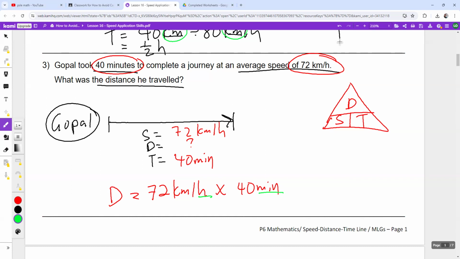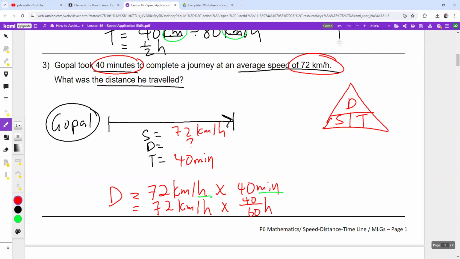So what must you do? You will have to change the minutes to hours. How do you change the minutes to hours? That is another struggle, because students don't know how or forgot how to change. And there's no calculator. So this is how you change minutes to hours. You have 72 km per hour multiplied by 40 out of 60 hour. That's how you change the minutes to hours.